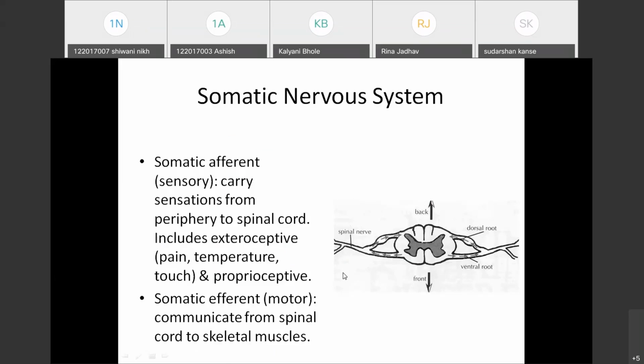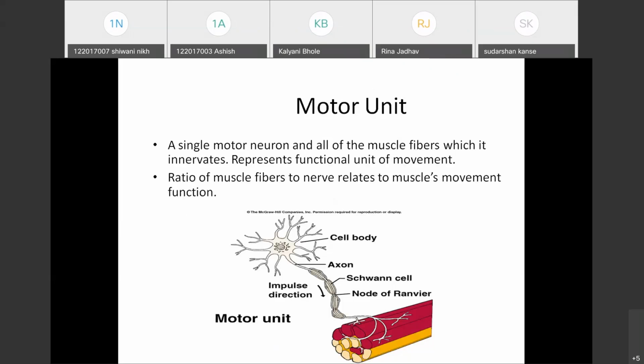In case you touch a hot plate, the somatic afferent neurons work, and they carry the signal to the spinal cord. The spinal cord immediately gives back a reflex to the somatic efferent, that is a motor nerve, which gives a signal to the skeletal muscles to move the hand away. So this is the motor unit. The motor unit is also made up of the neuron.